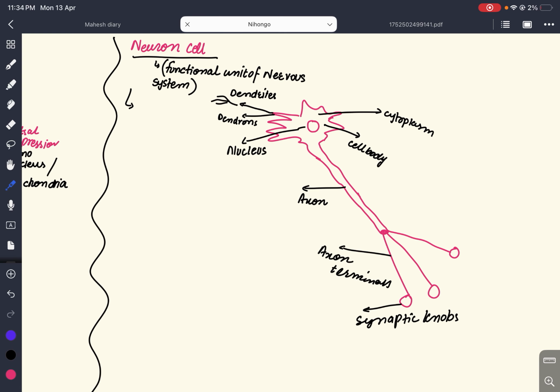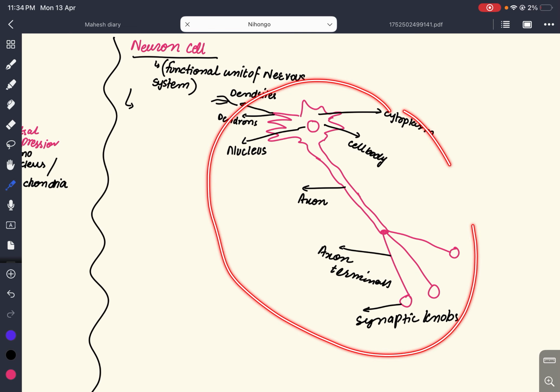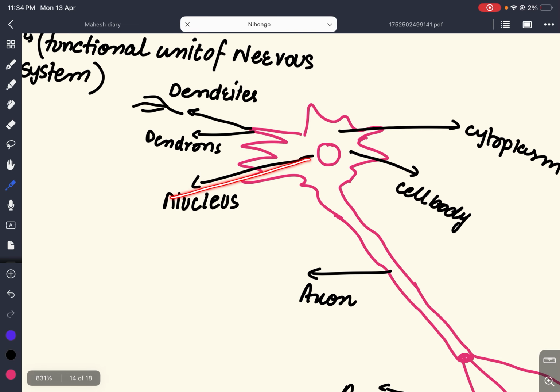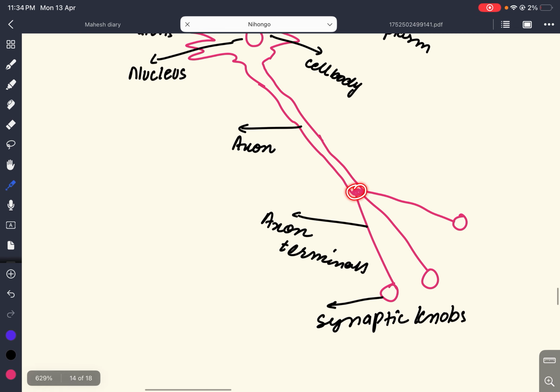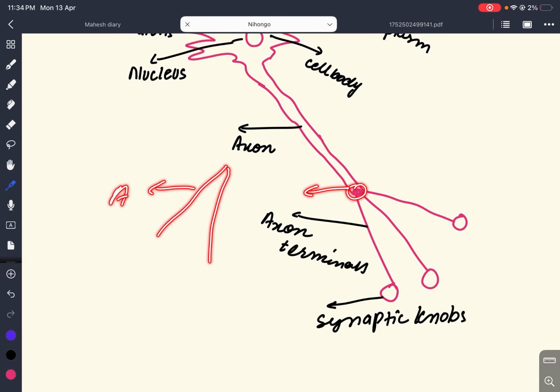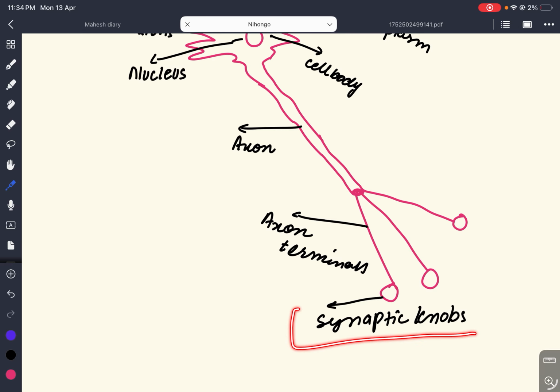So let's discuss it once again so that we can digest it. This is the entire neuron cell. It has a nucleus, it has dendrites, and it has dendrons. It has a cell body. This entire tube-like structure is called the axon. And out of that we get three types of terminals, which are called axon terminals again. And it has these ball-like structures which are called synaptic knobs. Okay, I hope you remember this.